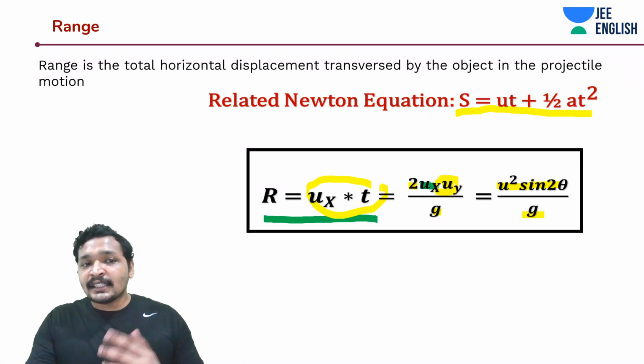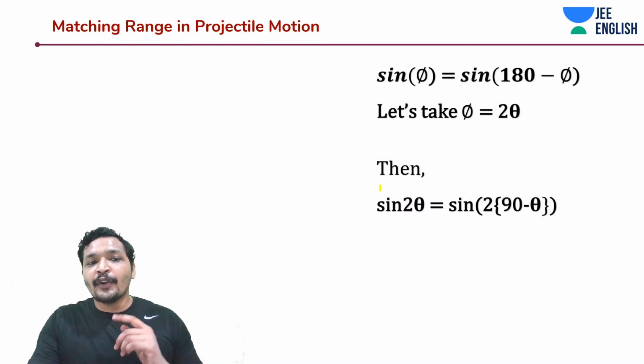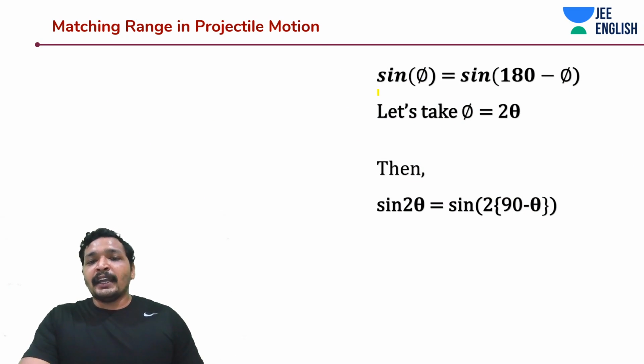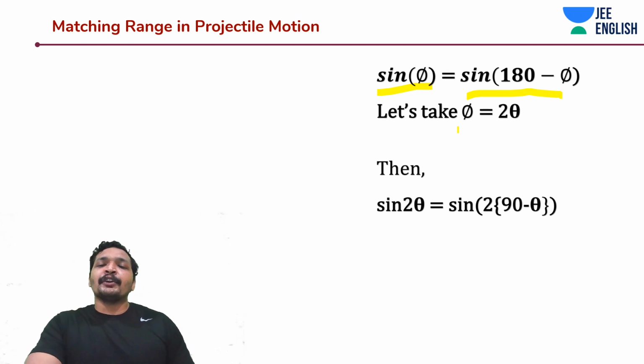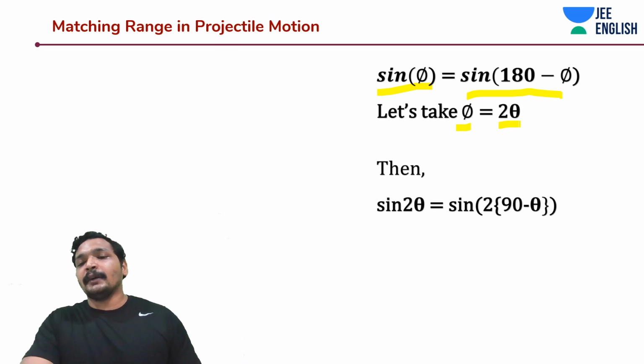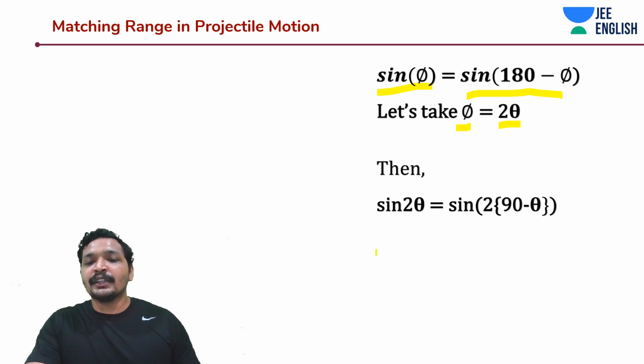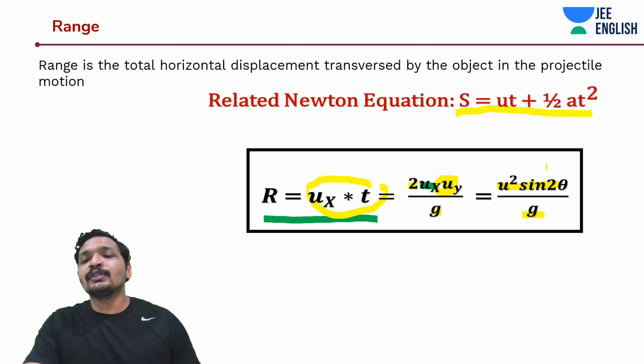Alright guys, there's a very interesting thing about range, and we are going to derive this. So you know that sine phi is equal to sine 180 minus phi. So what I'm going to do is take phi equal to 2 theta, and I would do the same thing over here. I'm going to put 180 minus 2 theta.